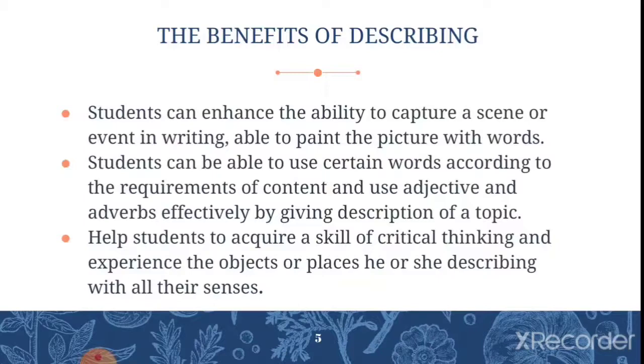Okay, suppose you are writing about one place, then you have to be able to think critically. Okay, you have to start thinking critically. You have to examine your experience and you have to write about that.